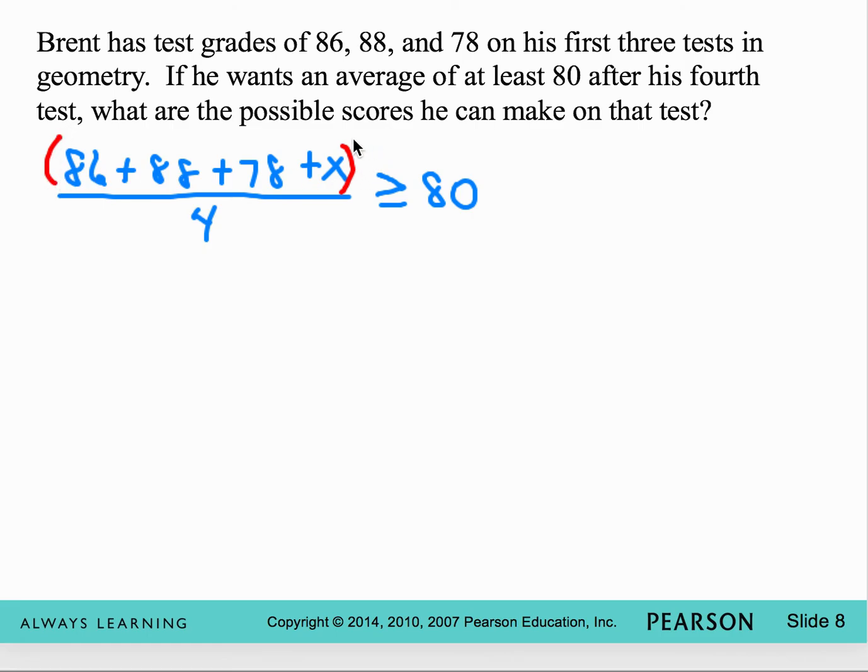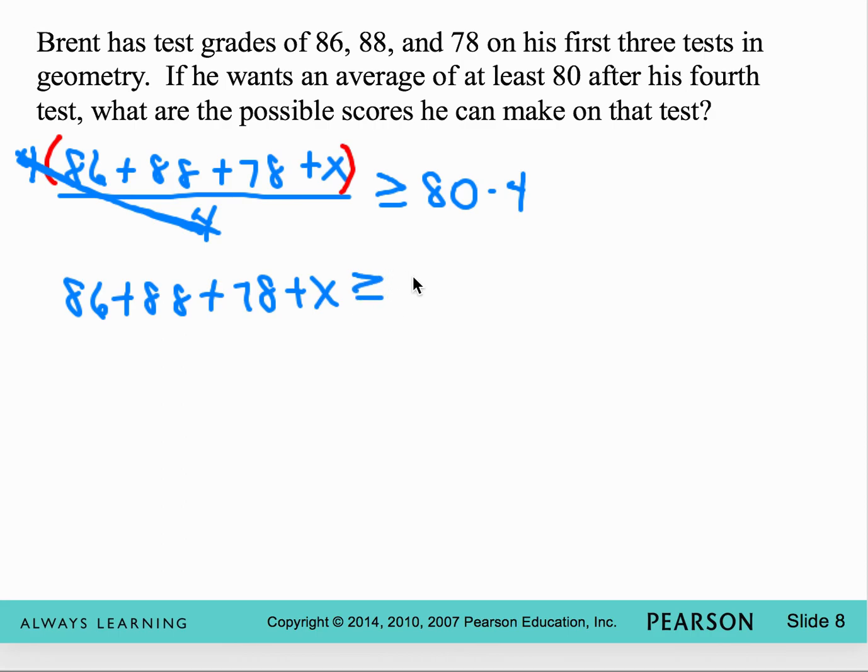Remember, this is parentheses. A fraction bar is as if there are invisible parentheses around the numerator and denominator. So don't multiply inside parentheses, but multiply everything by 4, but not inside parentheses. That means that can cancel. So we have 86 plus 88 plus 78 plus x has to be greater than or equal to 320.